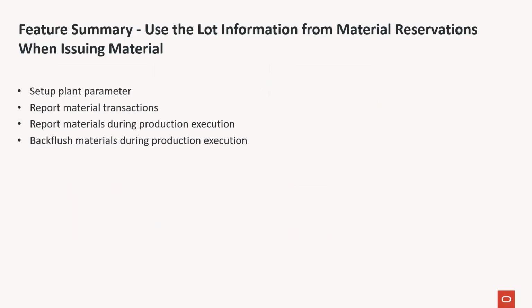Here is the summary of the feature. First, you need to set up the plant parameter. Then you can check that the reserved lot is defaulted in the following pages. Report material transactions. Report materials during production execution. Backflush materials during production execution.